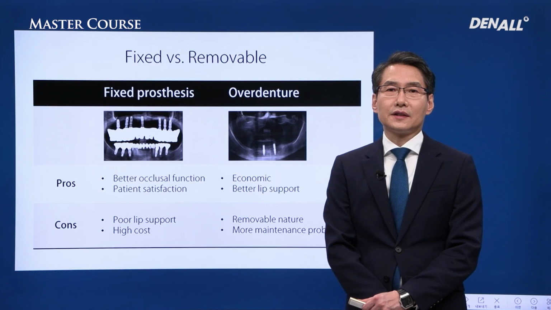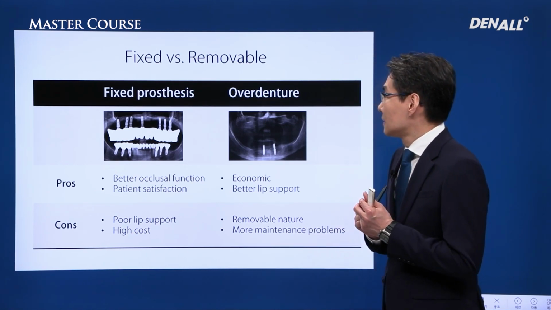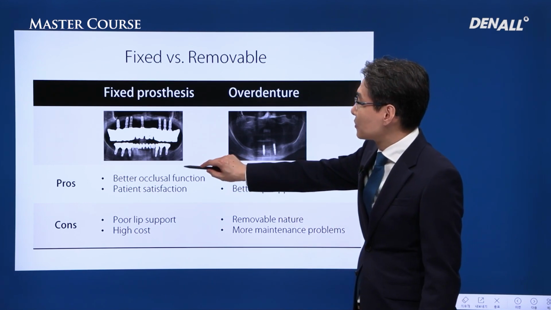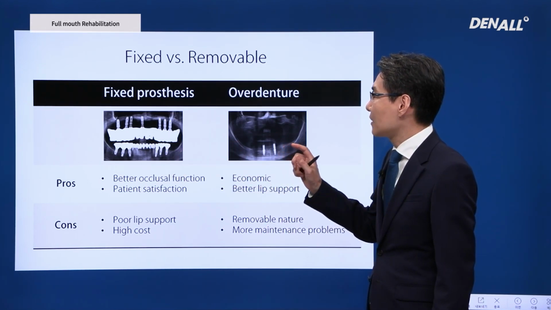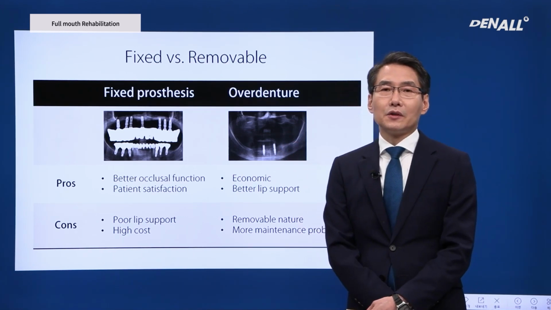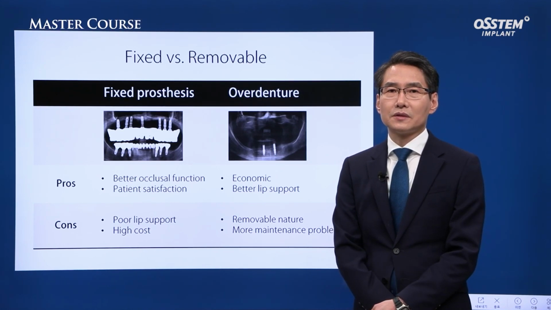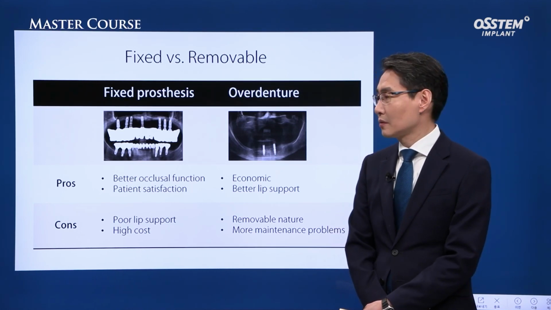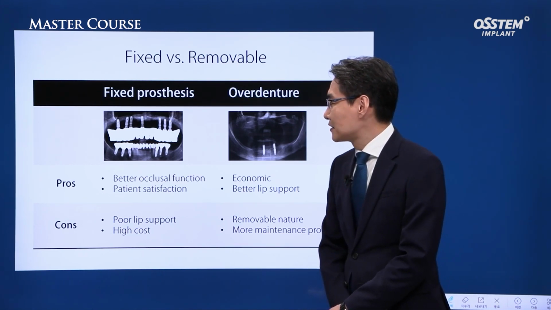Ways to restore fully edentulous cases. When utilizing implants, it can largely be divided into two. First is fixed prosthesis, which is the topic of the day. You utilize multiple implants to provide a fixed prosthesis in fully edentulous cases. This is a procedure which is really outstanding, and patient's satisfaction level is excellent as well.